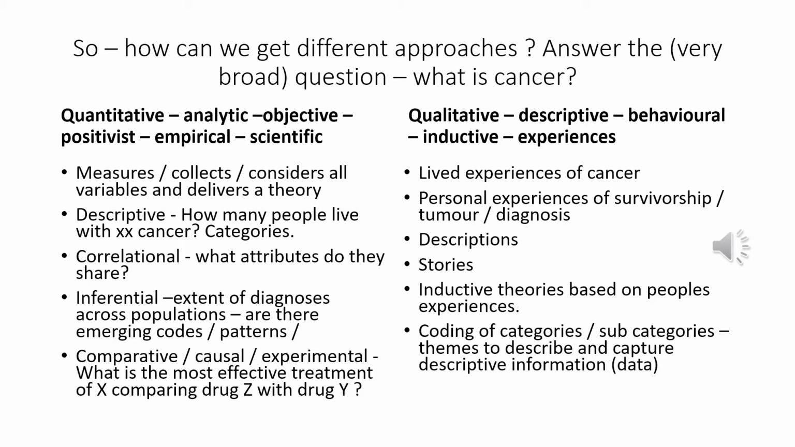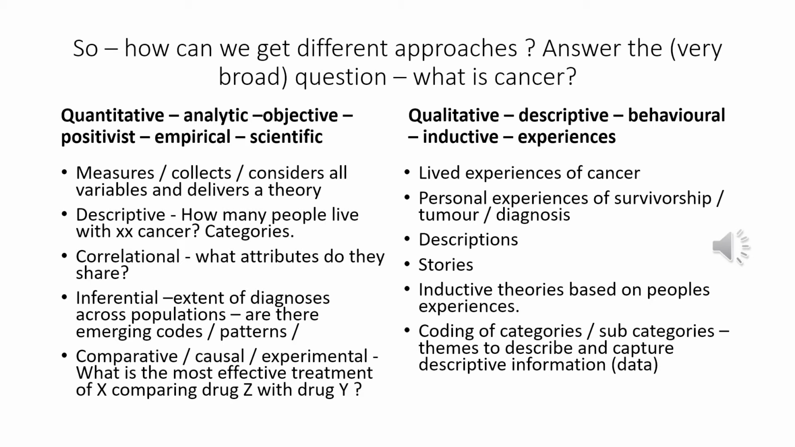We can correlate, we can look to see what types of attributes people share, we can group things together and we can see how that works. We can infer, so we can start to look at extent of diagnoses across populations. We can evaluate emerging themes and patterns in data to infer something is likely to happen in similar populations.